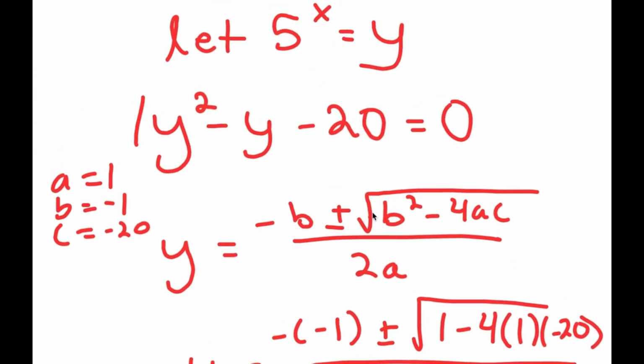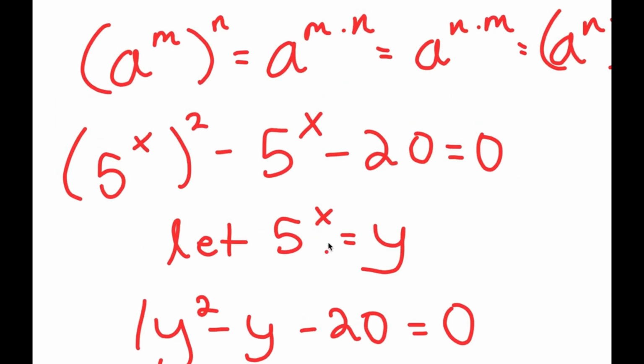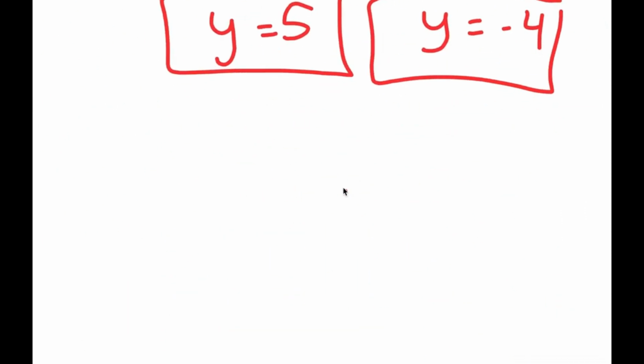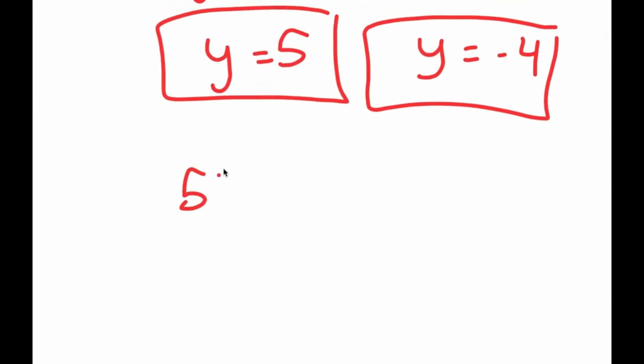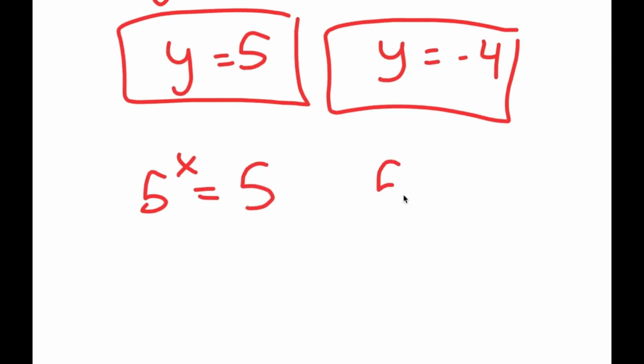Now from here, remember how we let 5 to the power of x equal y. So this means I get two solutions. 5 to the power of x is equal to 5, and 5 to the power of x is equal to negative 4.